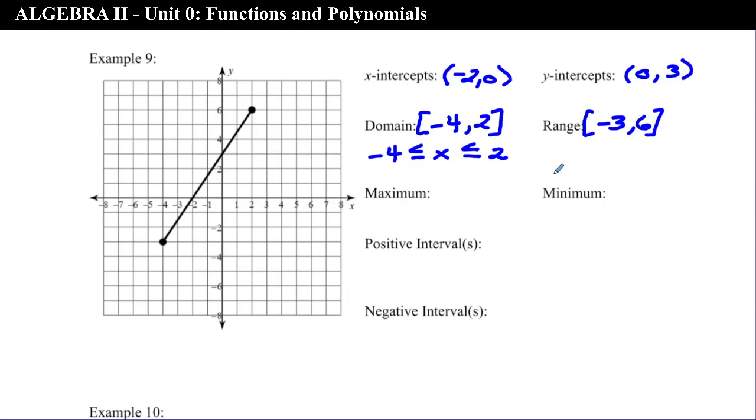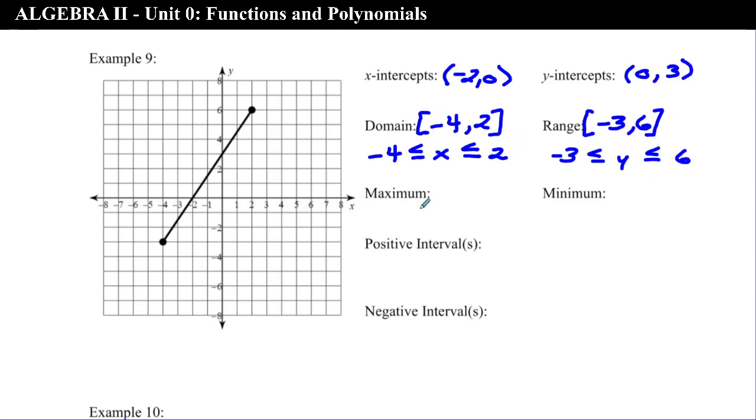Range can also be indicated in set notation, and we do that very similarly by putting -3 on one end and by putting 6 on the other. But this time, since we're going along the y-axis, we're going to put y in between, and since we're including our bounds, we'll use less than or equal to in between each of these.